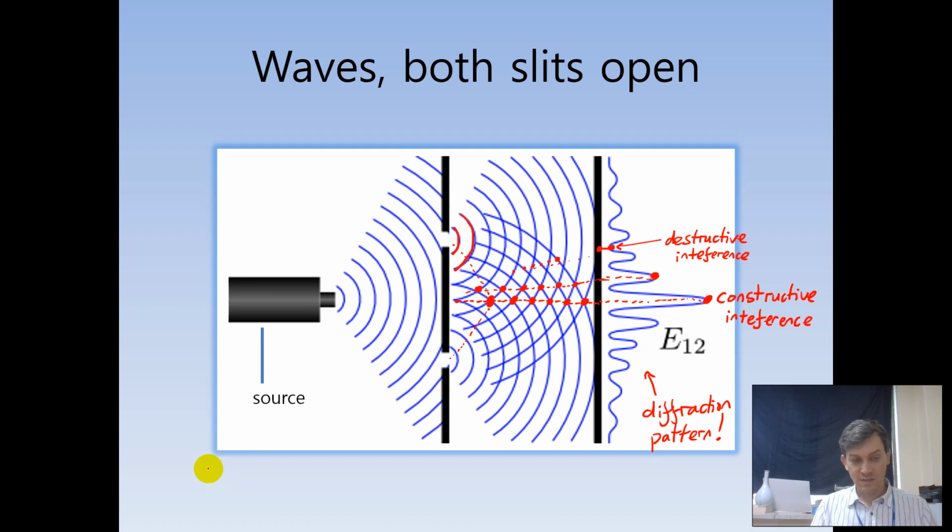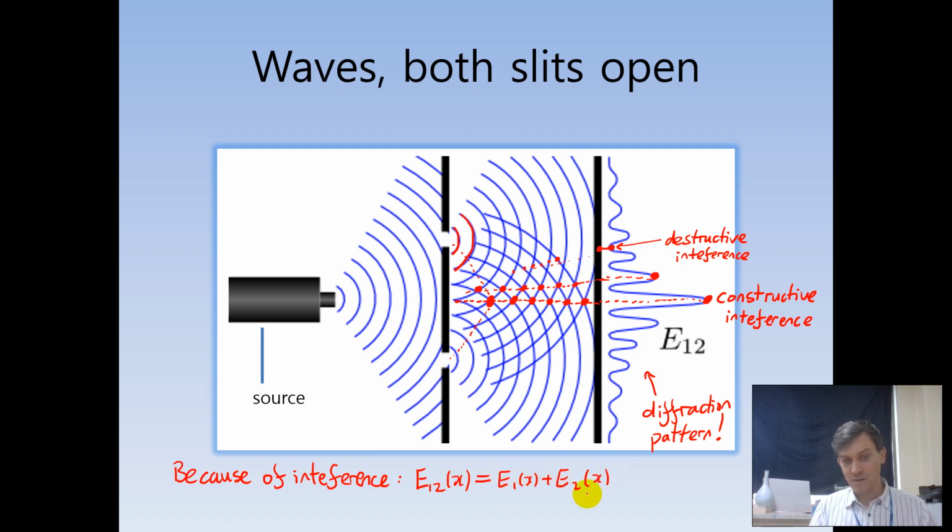Okay, and note, because of this interference effect, it is no longer true that the energy of the waves with both slits open is going to be equal to the sum of the energies when you have only one slit open. And that's no longer true because you have interference between these two waves. Okay.